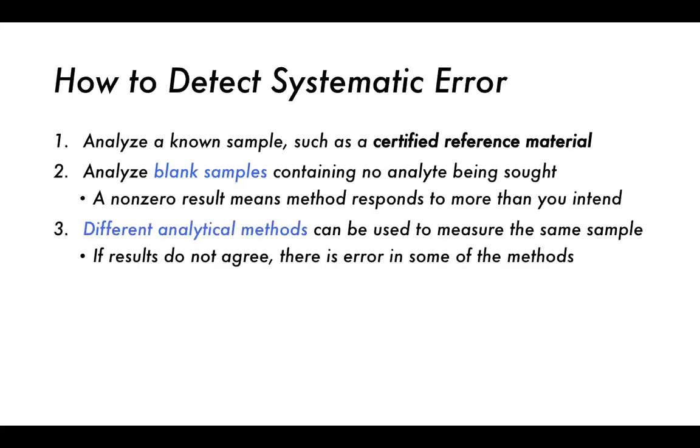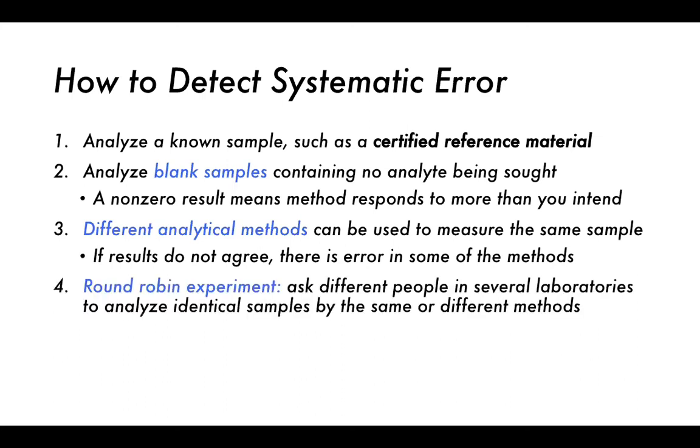So different analytical methods can be used to measure the same sample, and if the results do not agree, there is error in some of the methods. So this is the idea of using multiple different instruments to try and measure the same sample to try and get the same result. And if it's not possible, then there's going to be error in one or both or all of the methods that we have used.